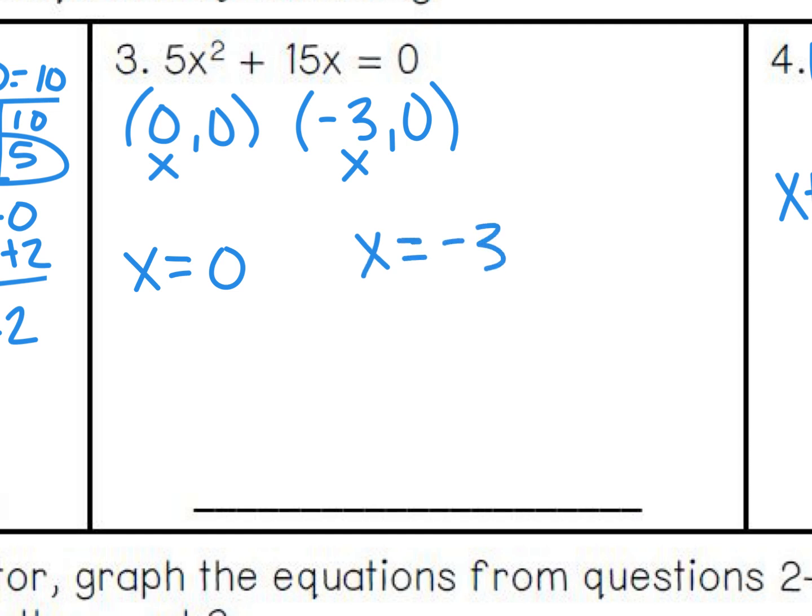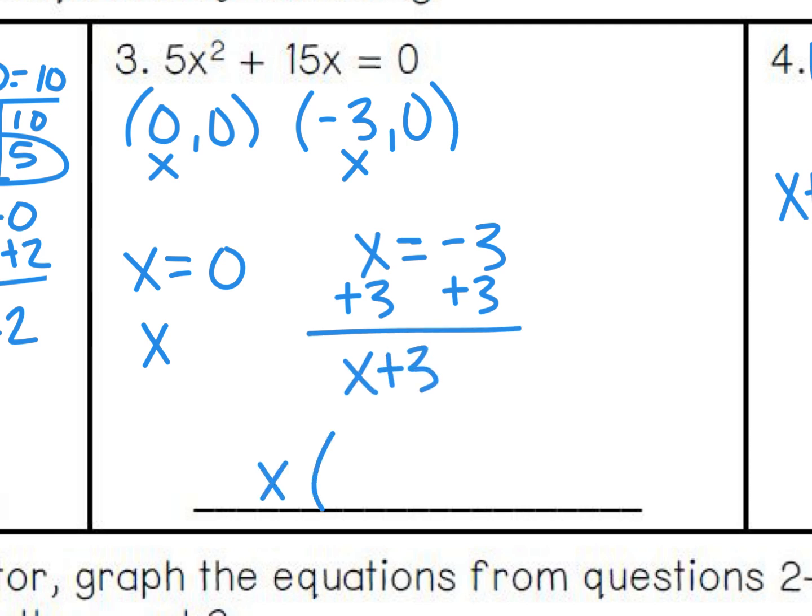If we wanted factors, then we need to move everything to the same side. Well, this one, it doesn't matter because x is x. But what happens when I move this over? What does my factor become? x plus 3. So my factors for this would be x times (x plus 3). So you can take your roots and you can work backwards to get your factors because sometimes they do ask you that. Or you take your factors and you find your roots if you're using your box.